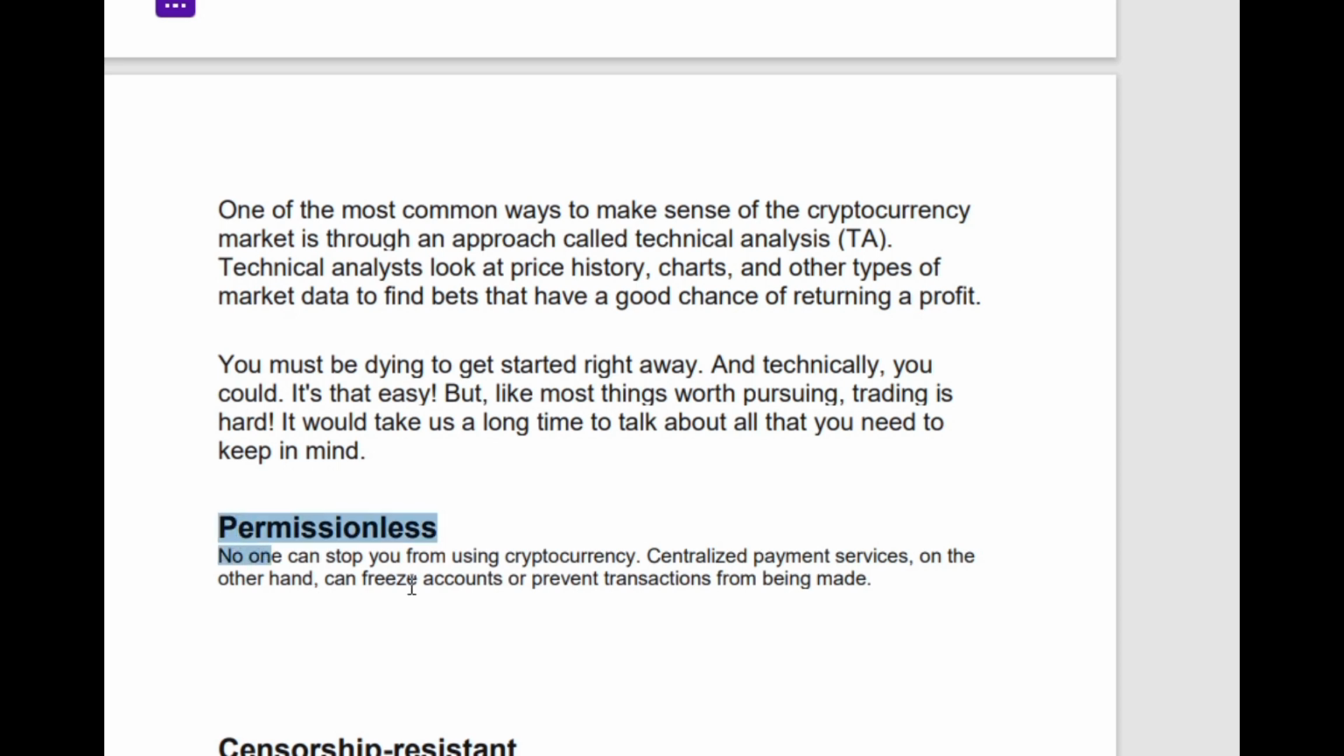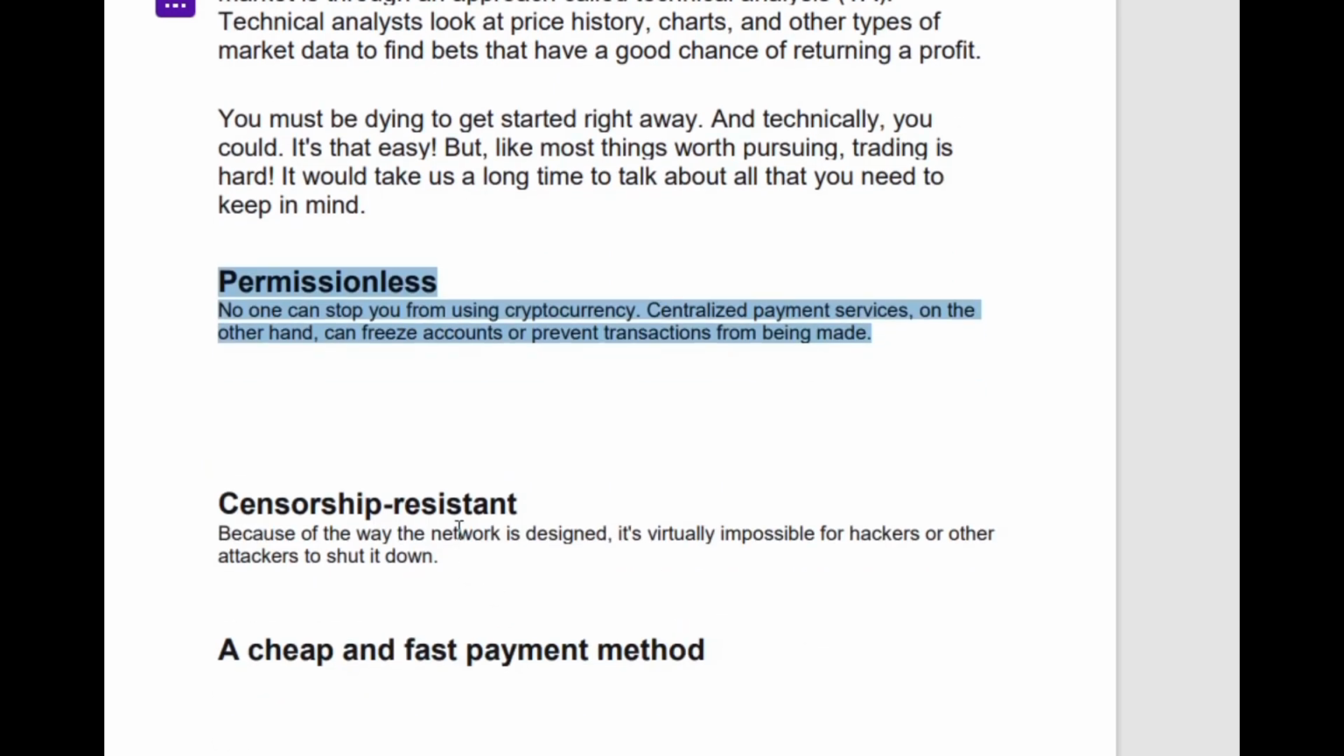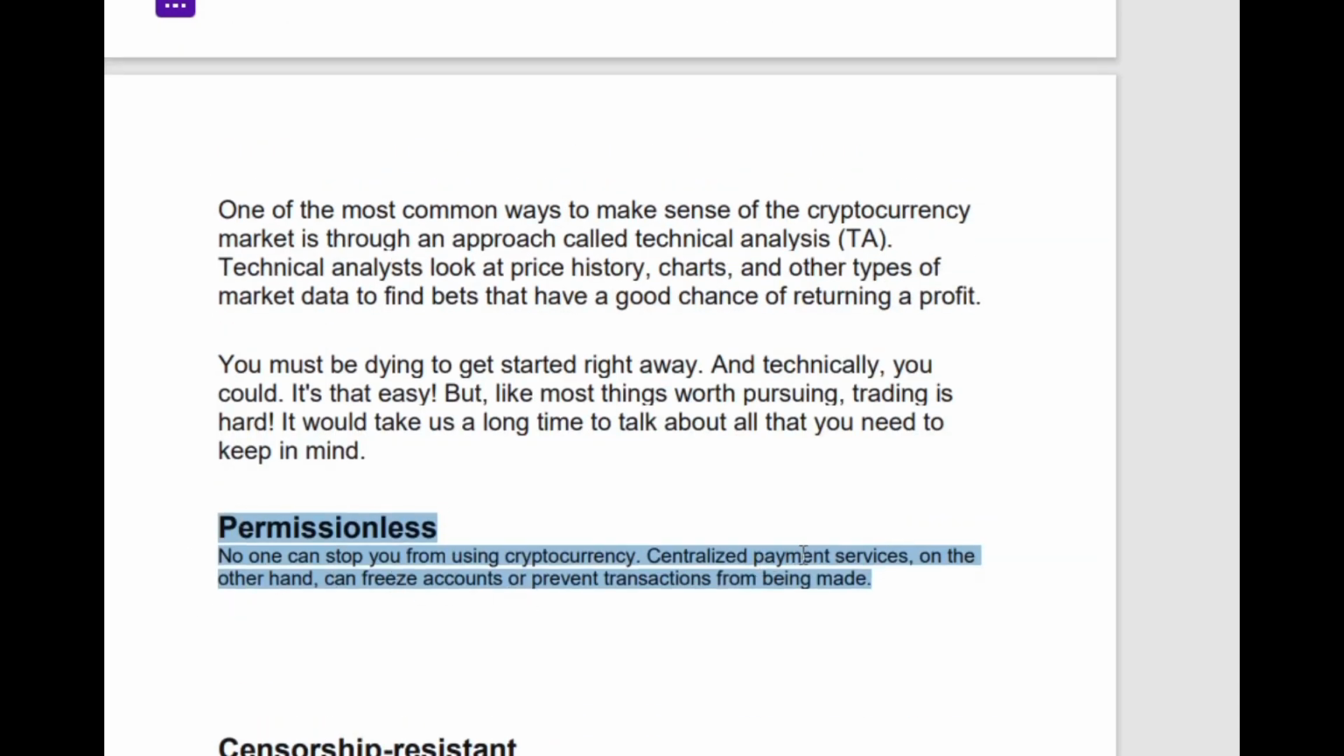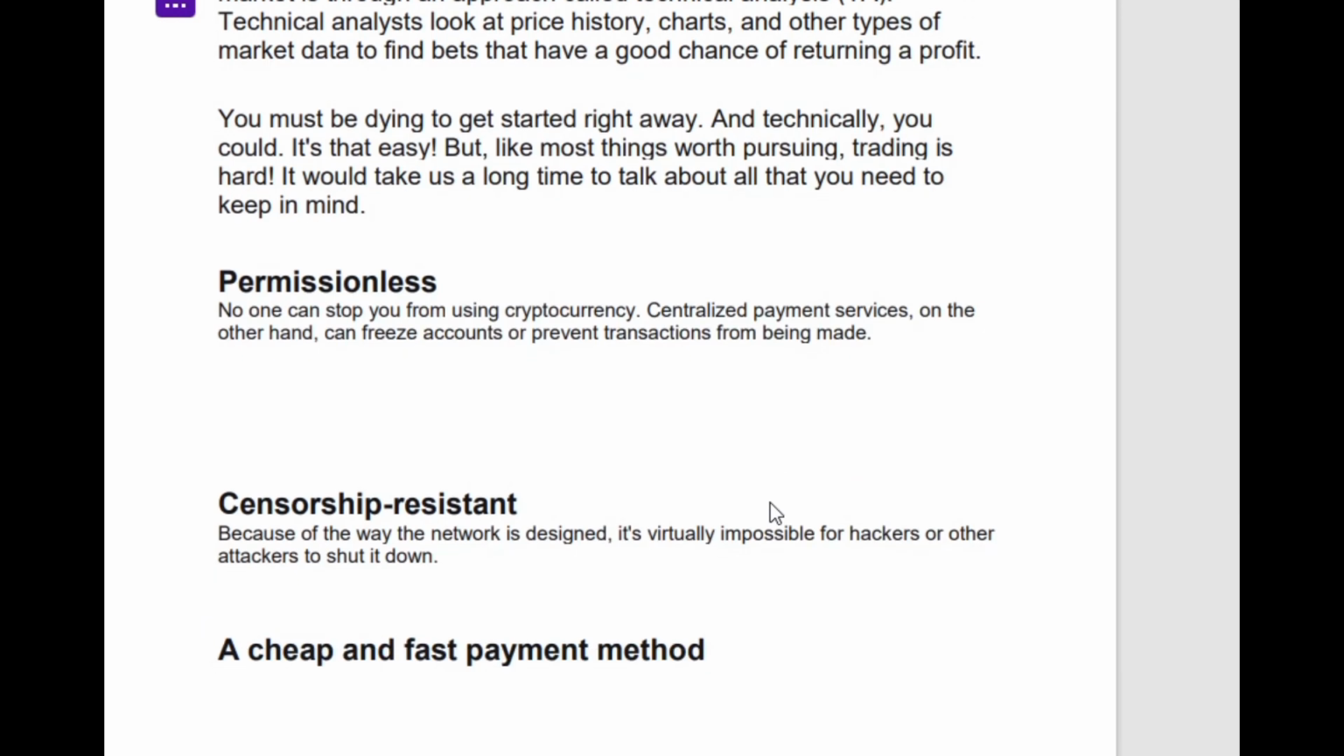Okay, permissions here. No one can stop you from using the currencies. This tells about the currencies: no one needs to approve your account, you now have permission. Unlike simple payment methods, others can freeze accounts or prevent transactions from being moved. It depends on your wallets. What's your wallet? Just cash, Easypaisa, NayaPay, SadaPay. It all depends on your currencies.